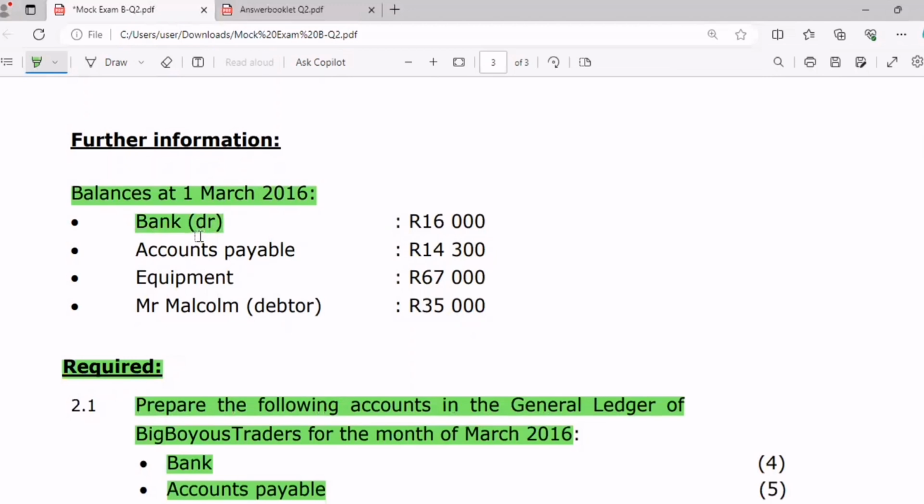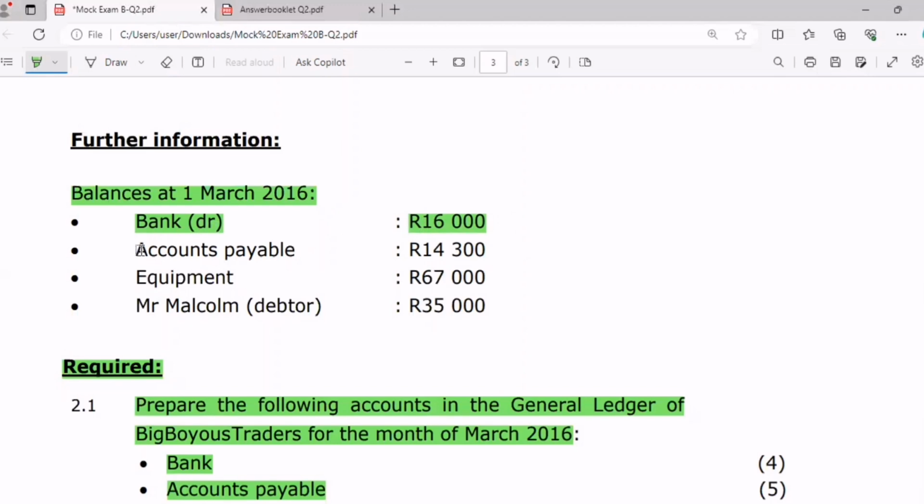So guys, a bank balance can be favorable and can also be unfavorable. If you are told that the bank balance is sitting on the debit side, it means that the balance is favorable. And if you are told that the bank balance is sitting on the credit side, that would be an unfavorable balance. So in this case, we have a favorable balance of 16,000. So this is the balance available at the beginning of March.